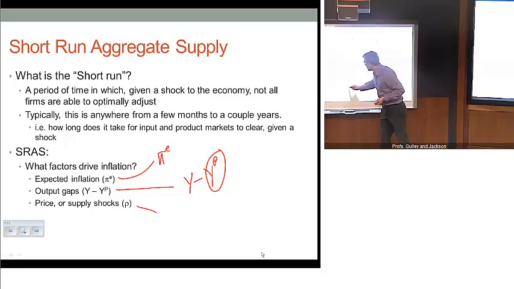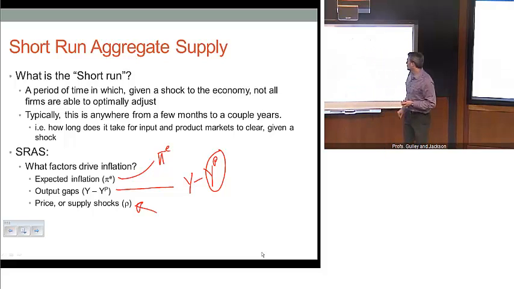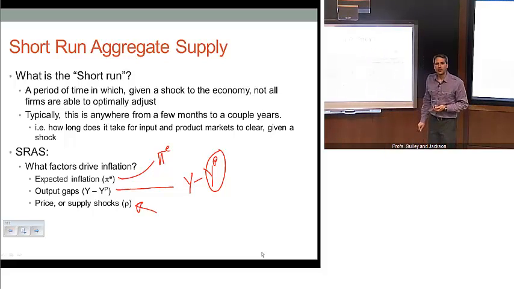And then the last piece here is this price or supply shock parameter.